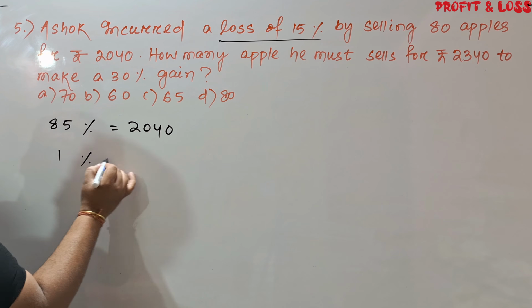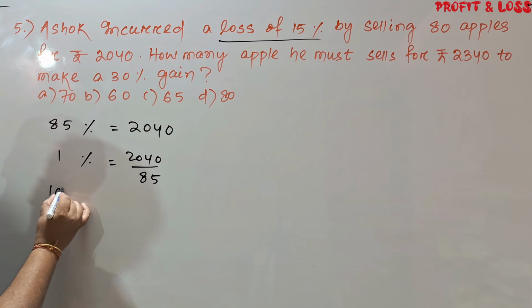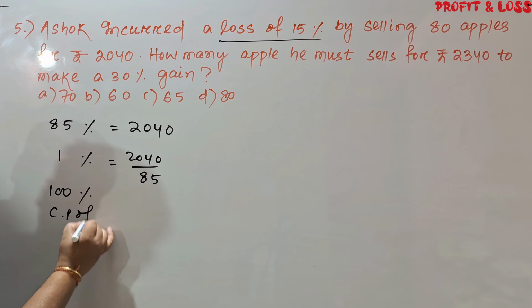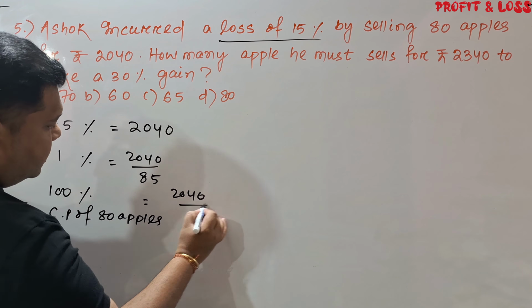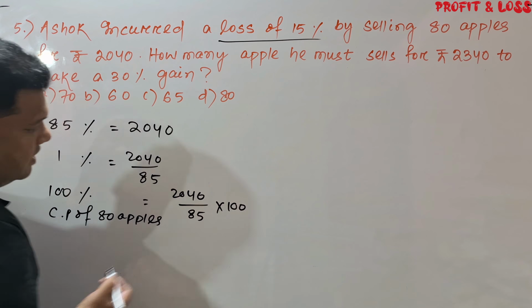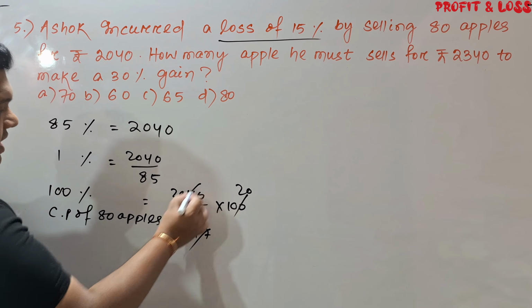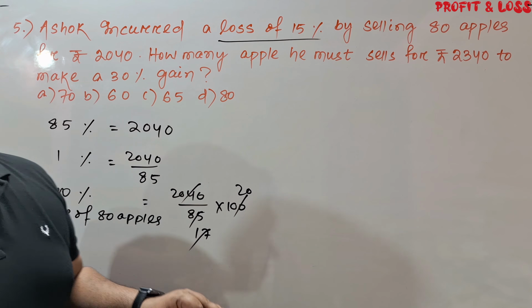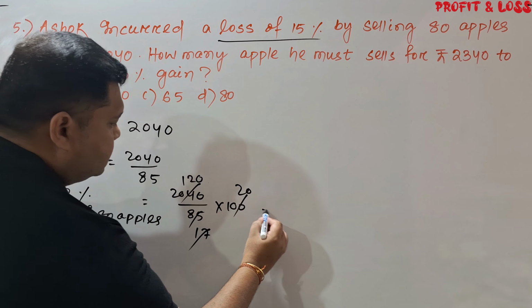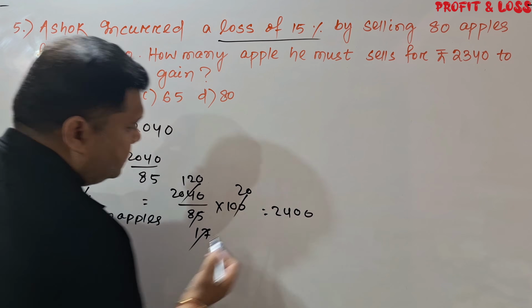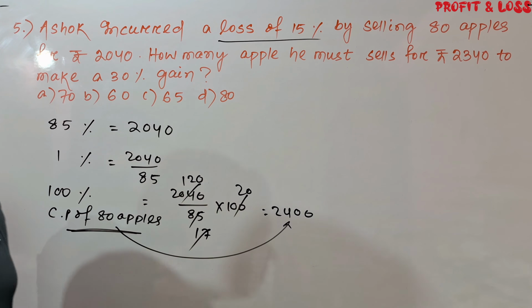Take 1%, which is 2040 by 85. And you know 100% means the cost price. So 100%, that means the cost price of 80 apples, is equal to 2040 divided by 85 into 100. If I simplify by 5, this is 20 and this one is 17. 17 into 10, 170. 17 into 2, 34. 170 plus 34, 204. So this is 120, so 2400. Understood now? So the cost price of 80 apples is equal to 2400.